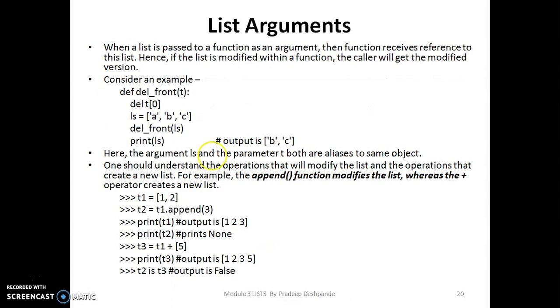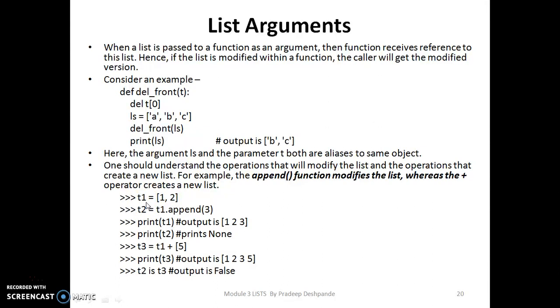List arguments. Here, a list is passed into a function as an argument. Then the function receives a reference to the list. If the list is modified within the function, the caller will get the modified version. So here we are passing this t, which is nothing but a list, to the del front function. So del t of 0, we know what the del function does. It removes a particular element from the list. So we have ls equals to abc. When we call del front of ls, it removes a, and only bc remains in the list.